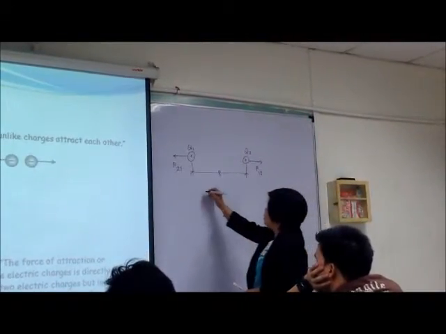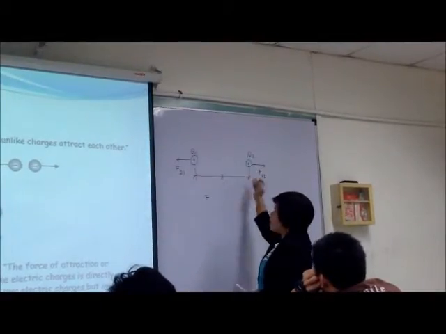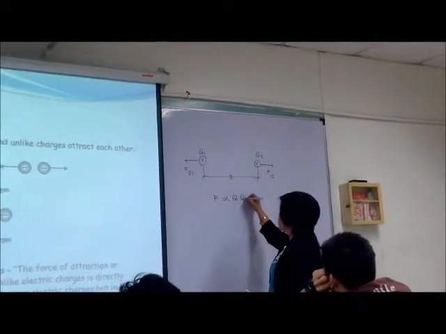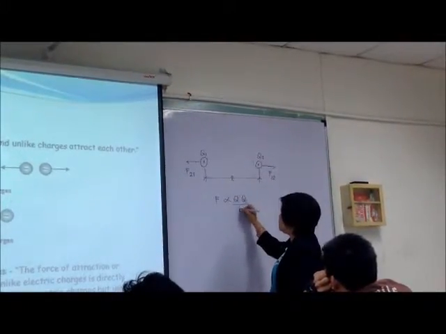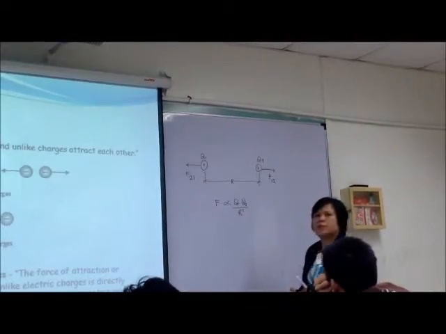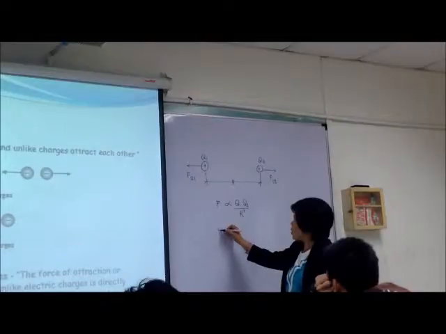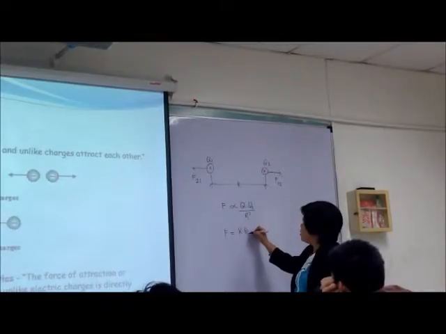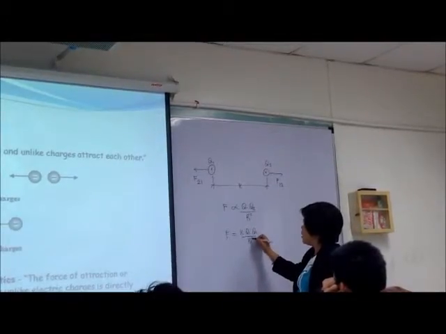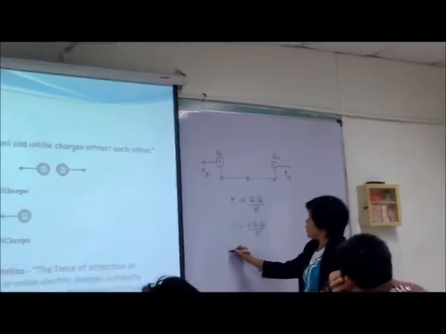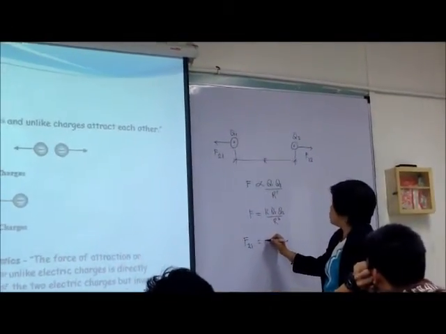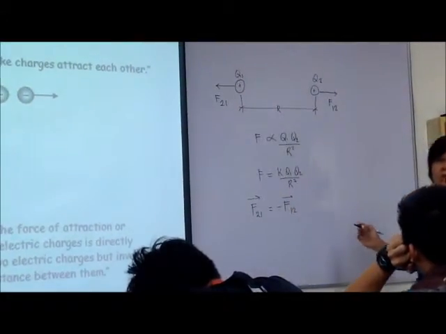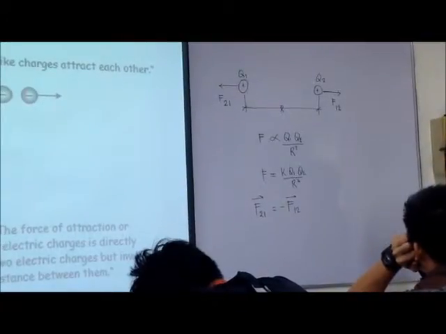So in symbol, we can say that the force of repulsion, in this case, is proportional to the product of the magnitude of their charges, Q1 times Q2, but inversely proportional to the square of the distance between them. Using K as proportionality constant, the equation would be F equals K Q1 Q2 over R squared. Now in this case, F2-1 is just equal to the negative of F1-2. Action-reaction principle, that's Newton's third law of motion. They are equal in magnitude but oppositely directed.